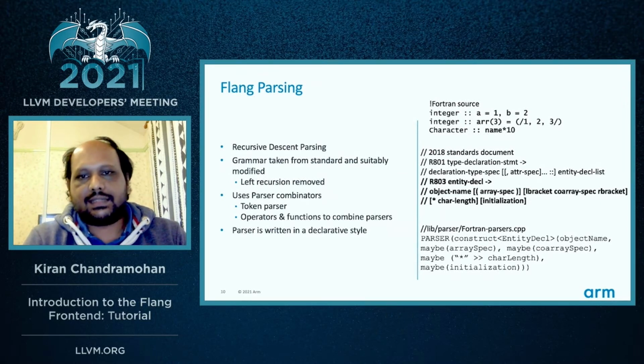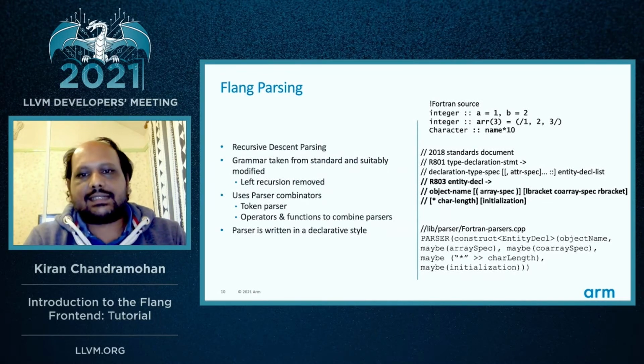So the first one is a declaration declaring two variables A and B and assigning them values 1 and 2. The second one is declaring an array of 3 and then initializing it with 1, 2, and 3. And the third line is a string declaration with size, where the size of the string is 10.